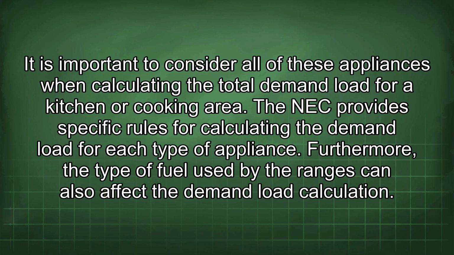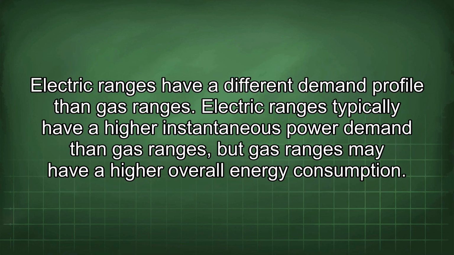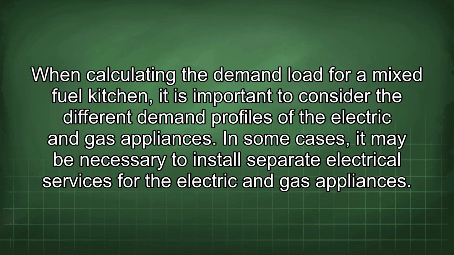Furthermore, the type of fuel used by the ranges can also affect the demand load calculation. Electric ranges have a different demand profile than gas ranges. Electric ranges typically have a higher instantaneous power demand than gas ranges, but gas ranges may have a higher overall energy consumption. When calculating the demand load for a mixed fuel kitchen, it is important to consider the different demand profiles of the electric and gas appliances. In some cases, it may be necessary to install separate electrical services for the electric and gas appliances.